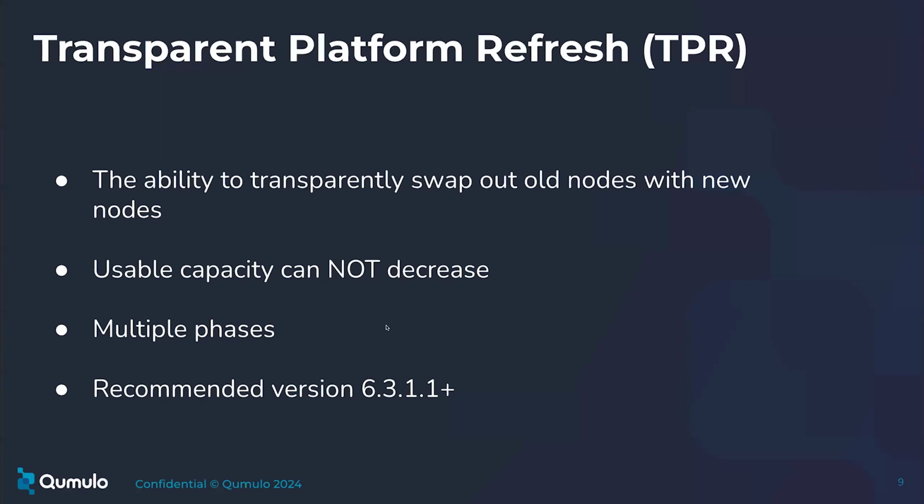So the other important thing, bullet point number 2 here, usable capacity cannot decrease. So if you had 1 petabyte of data out there and you're going to TPR that thing down to 4 nodes of something new, you still got to have at least one petabyte of free space out there at the end of the day.